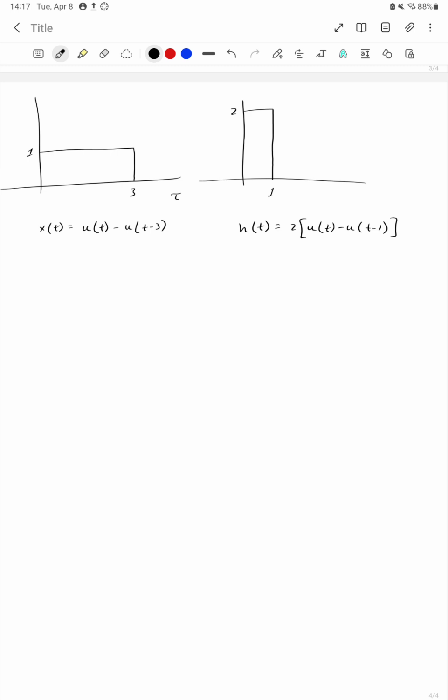So let's do that now. The x of t will become x of tau, which will become u of tau minus u of tau minus 3. On this side, though, h of t minus tau is going to be equal to 2 times u of t minus tau minus u of t minus tau minus 1. Okay?